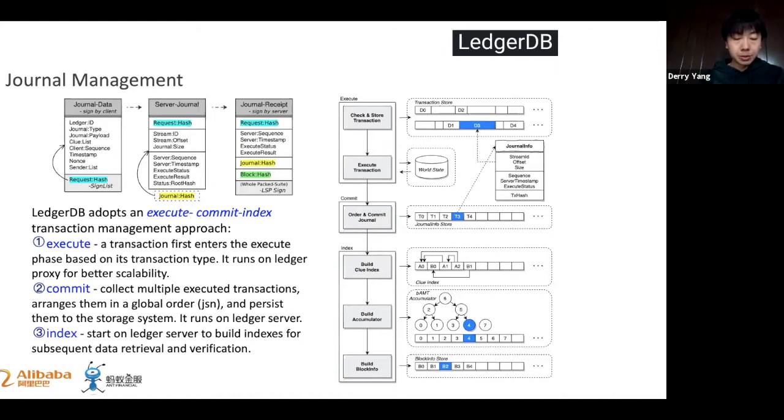We implement a three-phase transaction management. The first is the execute phase, run on the Ledger proxy for better scalability. A transaction enters this phase based on the transaction tag. The commit phase runs on the Ledger server. It collects multiple executed transactions, arranges them in a unique global order, which we call the journal sequence number, as we mentioned before, and submits them to the storage system. The last index phase is to build indexes for data retrieval and verification. In particular, we have three types of indexes here: the clue index, BAMT accumulator, and block information.